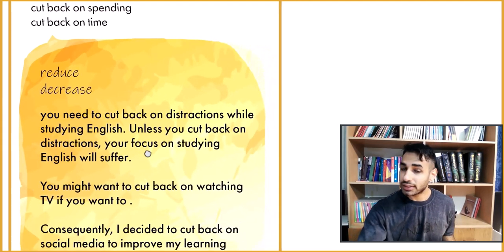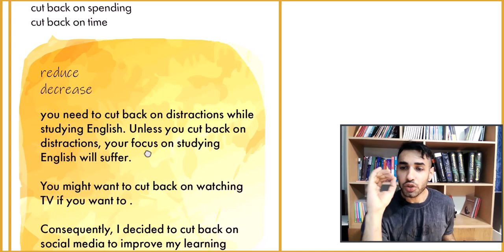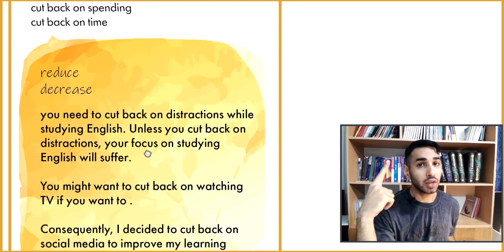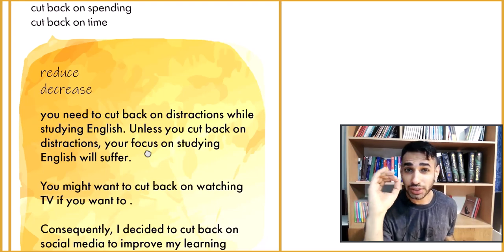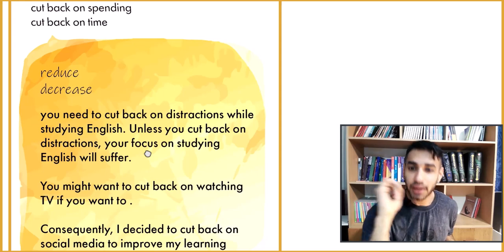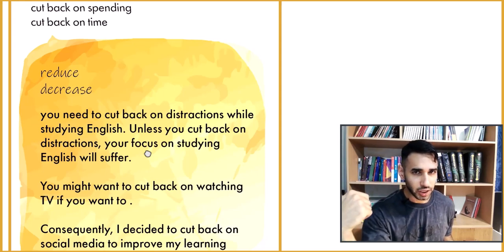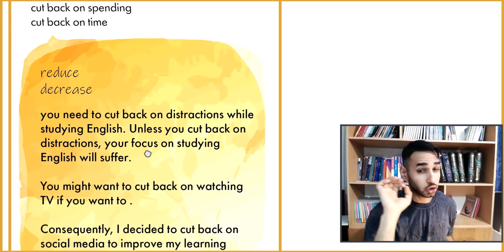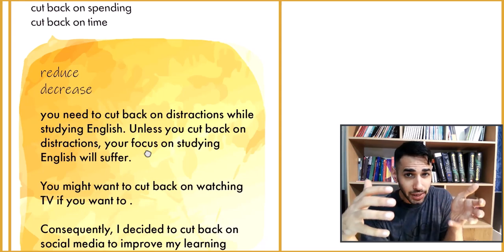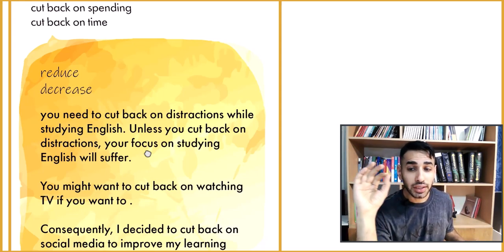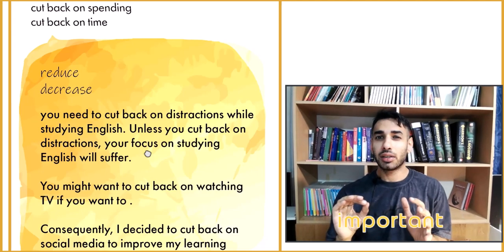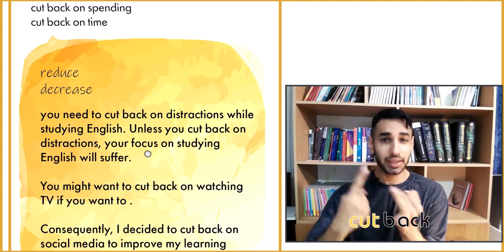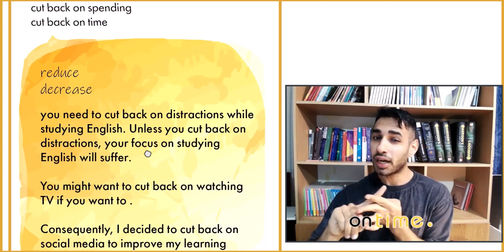Let's study examples. You need to cut back on distractions while studying English. That is very important, to cut back on distractions, to understand what you are studying better. Unless, again, you can check that video that I taught about unless. Unless you cut back on distractions, it means if you don't cut back on your distractions, your focus on studying English will suffer. So it's important to cut back on distractions, so cut back on expenses, cut back on spending, cut back on distractions, cut back on time.